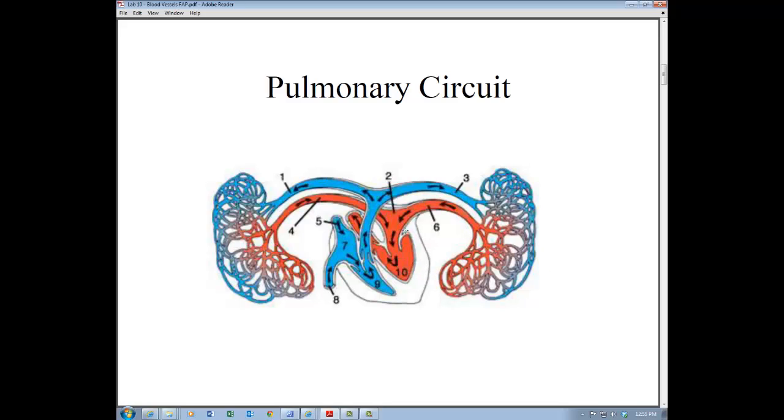So recall from our discussion with the heart that veins carry blood to the heart and arteries carry blood away from the heart. Here we can see in this diagram the pulmonary artery that carries blood away from the heart to the lungs, and the pulmonary veins that carry blood to the heart from the lungs. So remember that arteries carry blood away from the heart, veins carry blood to the heart.